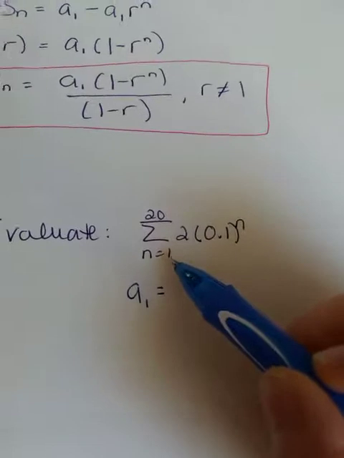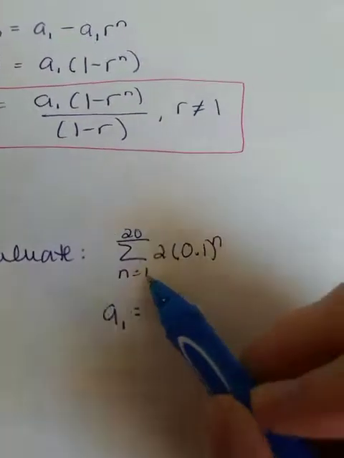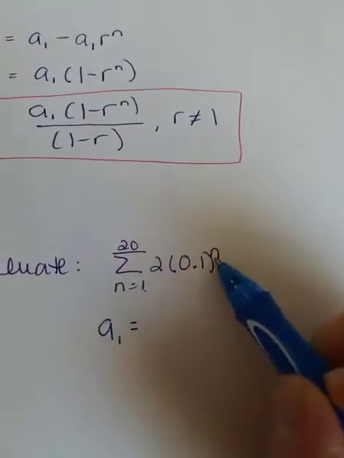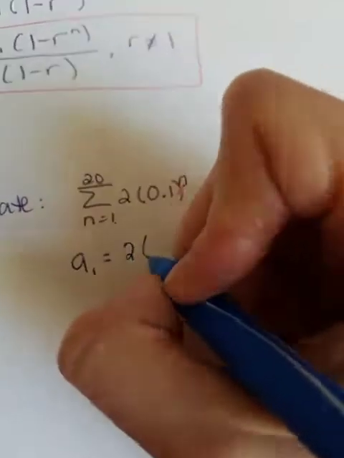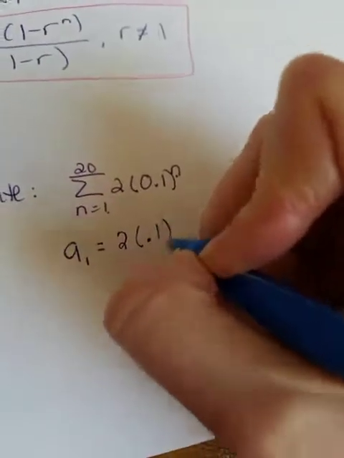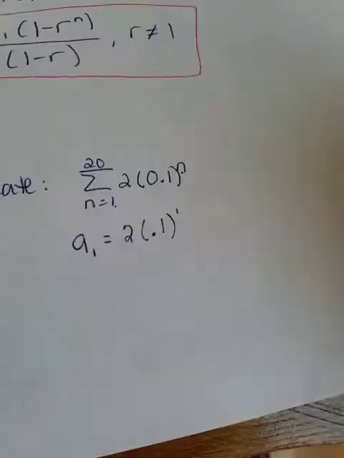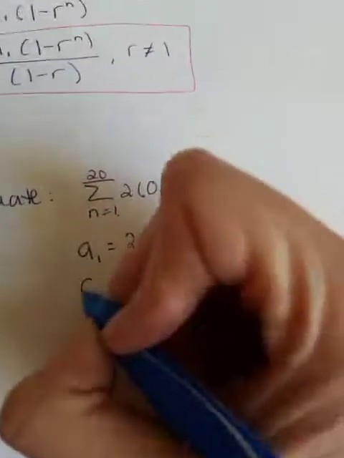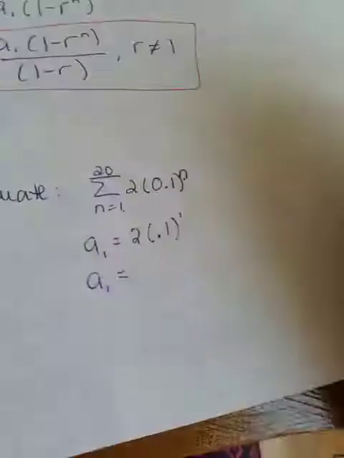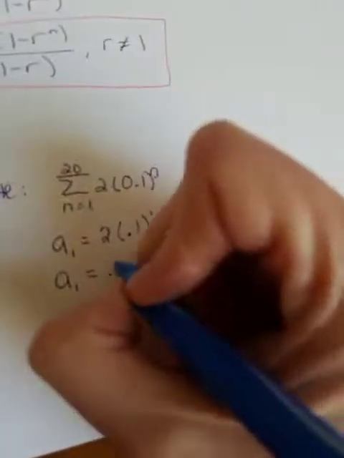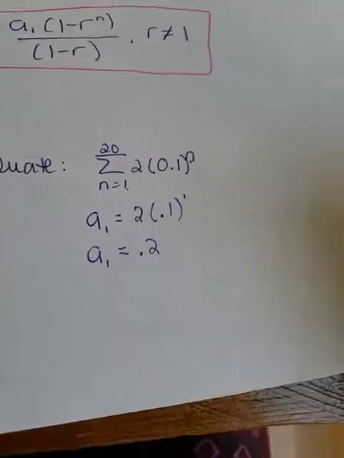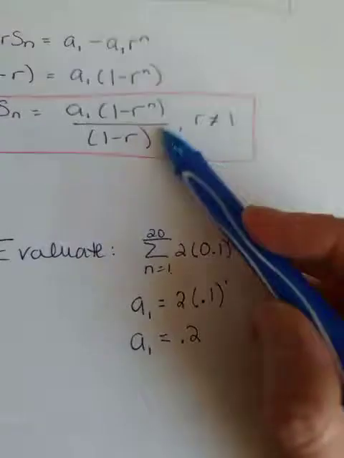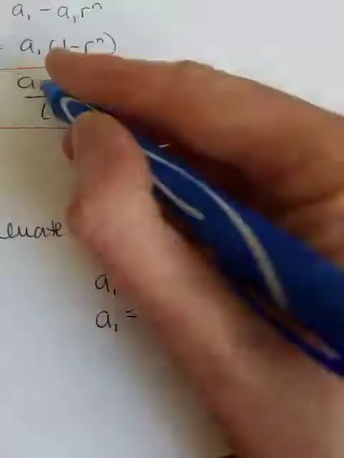Anyways, start again. I need to take 1 and put it in for n into this equation. So I have 2 times 0.1 to the first. So I'm going to have a sub 1, which is just 0.2.